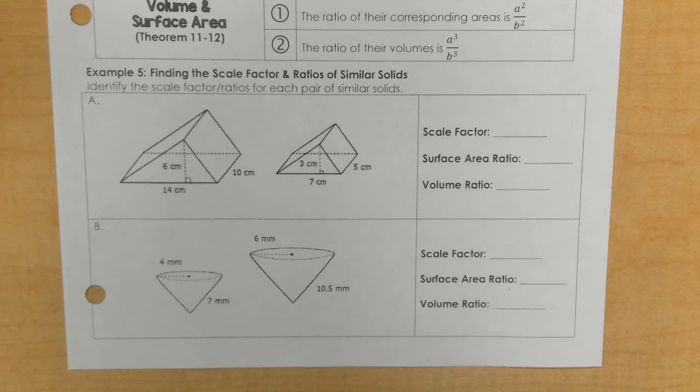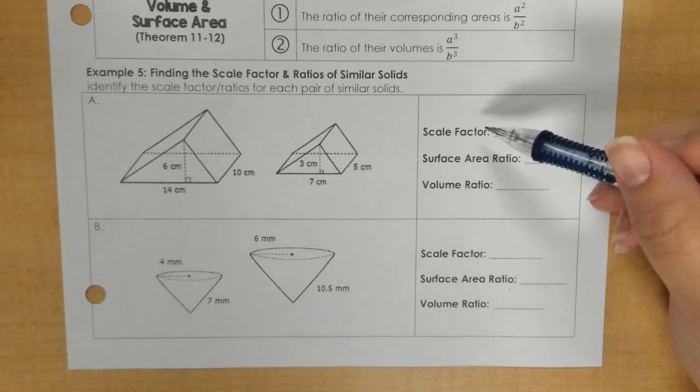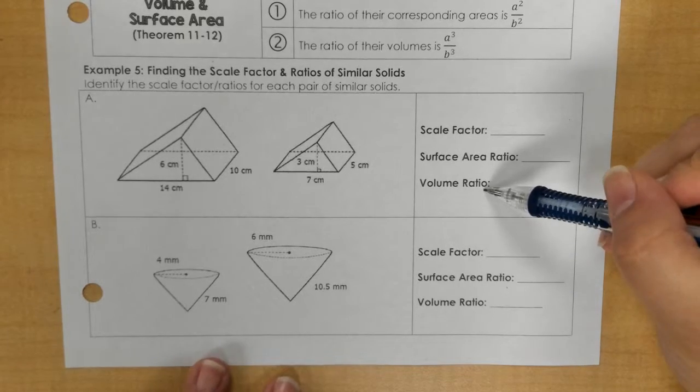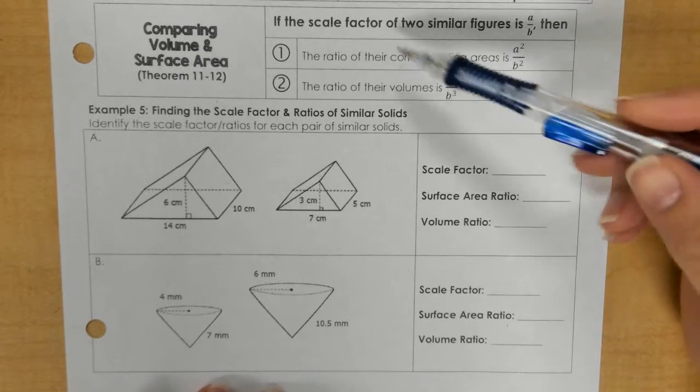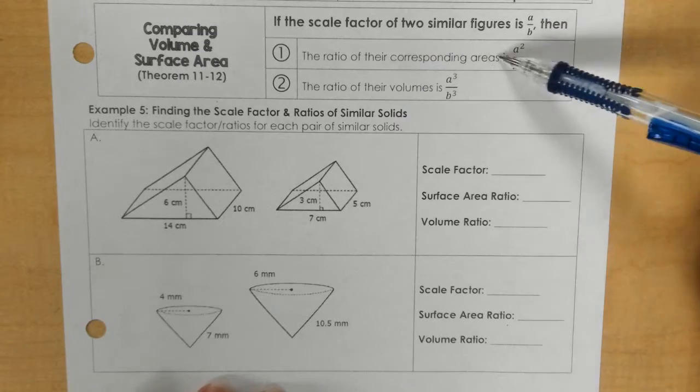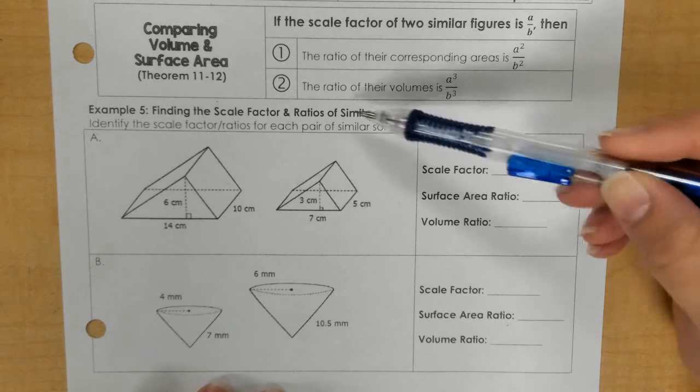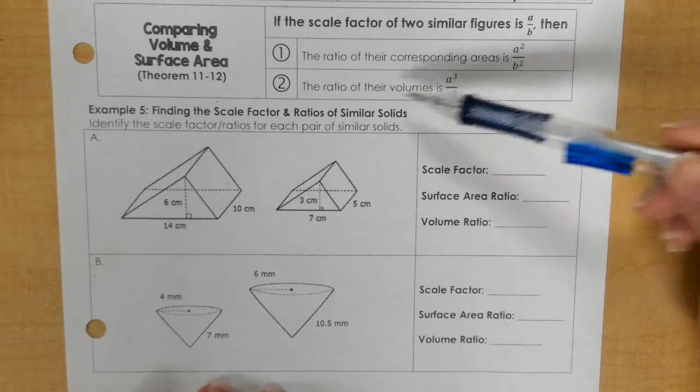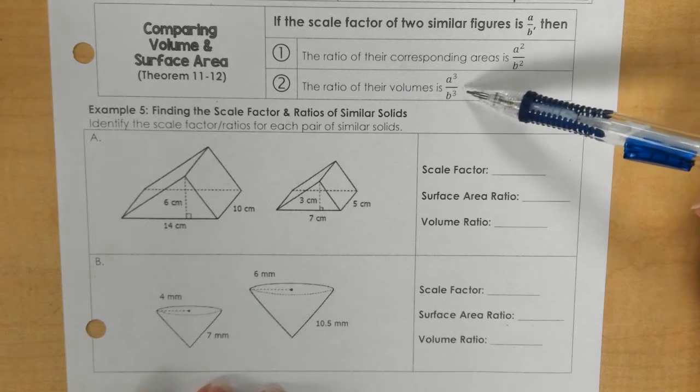In example 5, it says finding the scale factor in ratios of similar solids. Identify the scale factor, the surface area ratio, and the volume ratio for each pair of similar solids. Up here, it tells us that the ratio of corresponding areas is a squared over b squared, and the ratio of the volumes is a cubed over b cubed.